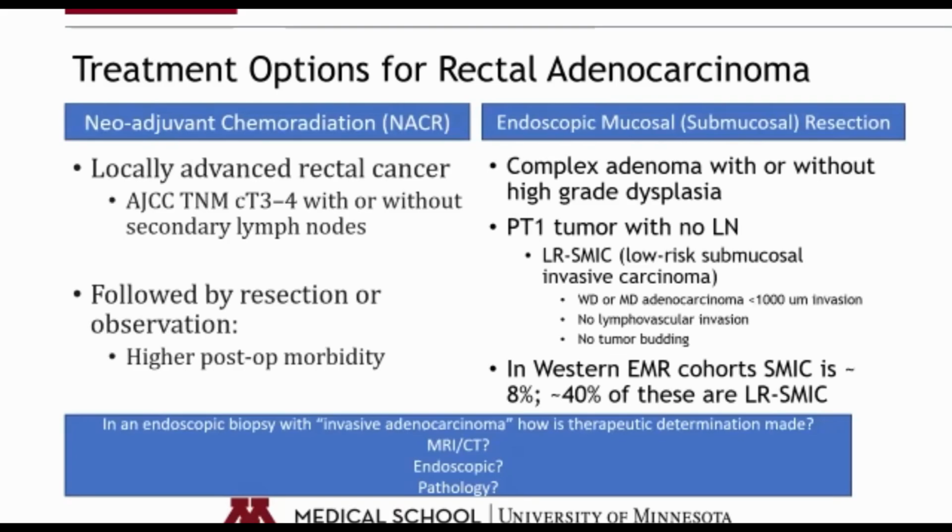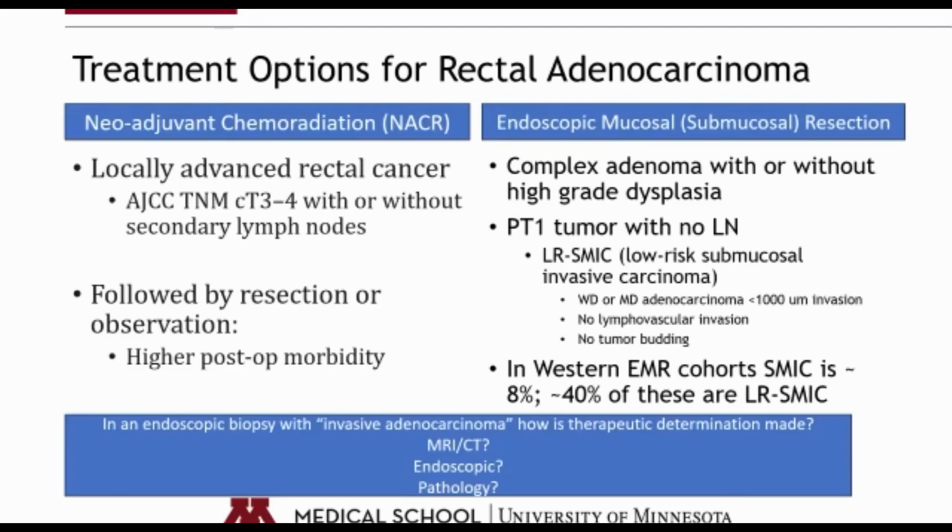So in an endoscopic biopsy with invasive adenocarcinoma, who makes the determination in this case? Why does the patient get chemoradiation, or should the patient get an EMR? So these are the three things. It could be an MRI diagnosis. If the MRI comes in and says this patient has lymph node metastasis, well, that might be an indication for chemoradiation. Or could it be the endoscopist?